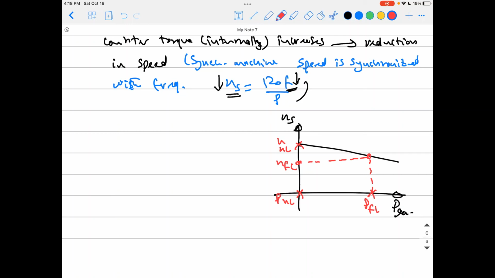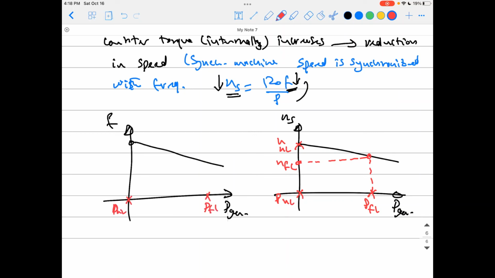Okay, and if you try to plot it with the frequency to give you the f-P relationship, it gives you just a similar curve, because the frequency and the speed are synchronized, so whatever happens here is just a mirror image there. So that is P no load, and that is P full load. That was the frequency at no load, which is higher, like you see, but with full load the frequency drops, because the speed dropped from the no load to the full load value.